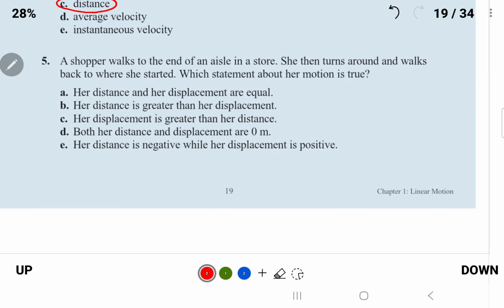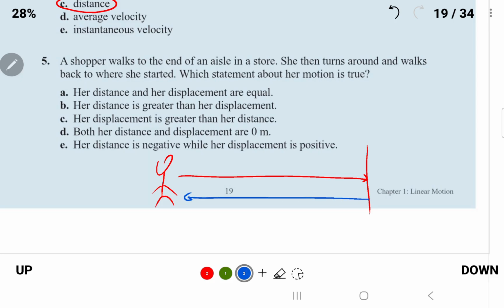Question number 5. A shopper walks to the end of an aisle in a store. She then turns around and walks back to where she started. Which statement about her motion is true? So she walks towards the wall, and then she returns back to the same position. So which statement about her motion is true? Her distance and displacement are equal.